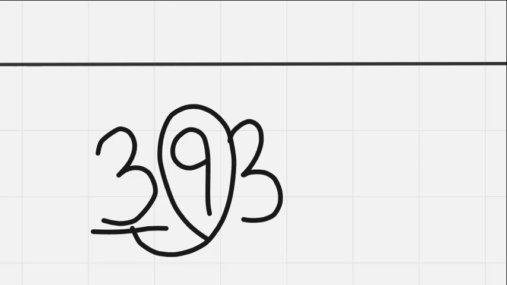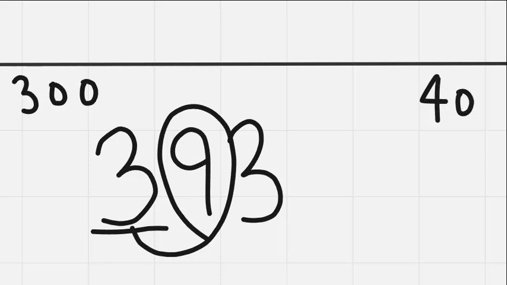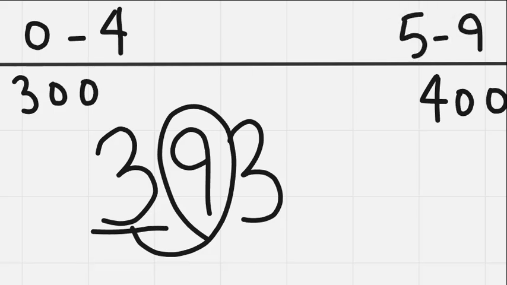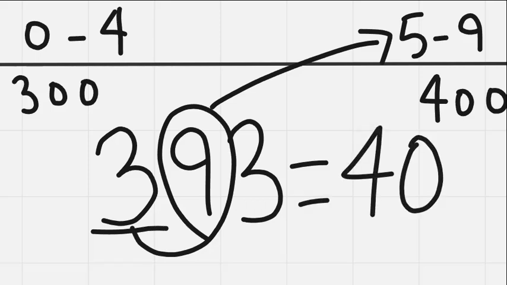393 can either round down to 300 or up to 400. If it's 0 to 4, it can go down. If it's 5 to 9, it can go up. Remember, the number that is circled will be the one that tells us how to round. 9 is between 5 and 9, so 393 will round up to 400. 393 rounded to the nearest hundred is 400. Be sure to check your work.